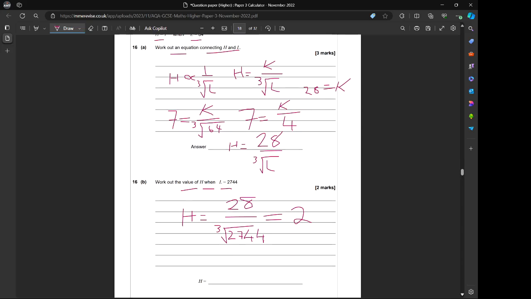That's my answer to part B. So H equals 2. Does that make sense, guys?